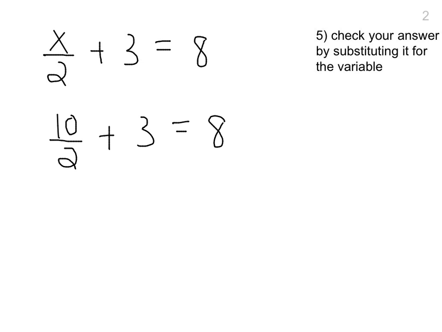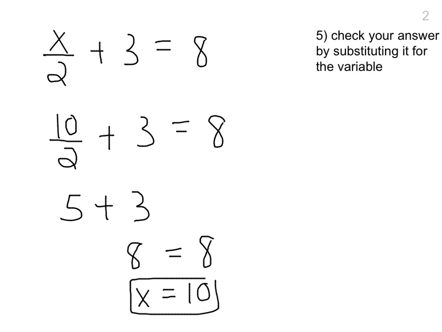Now we do our order of operations. The first thing we'll have to do is multiply or divide from left to right. And as you can see, we have division right here, 10 divided by 2. So 10 divided by 2 is 5. That leaves us with 5 plus 3. 5 plus 3 is 8. So we get 8 equals 8, and our equation balances out. So remember, our answer was x equals 10, and our answer was correct. It checked out.